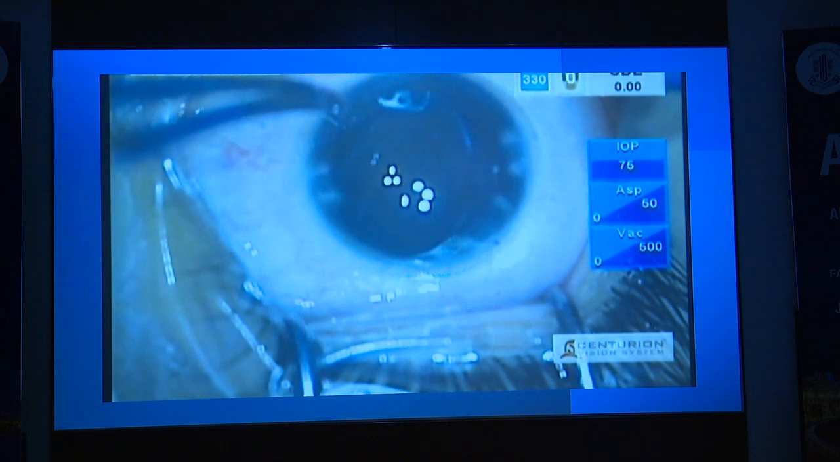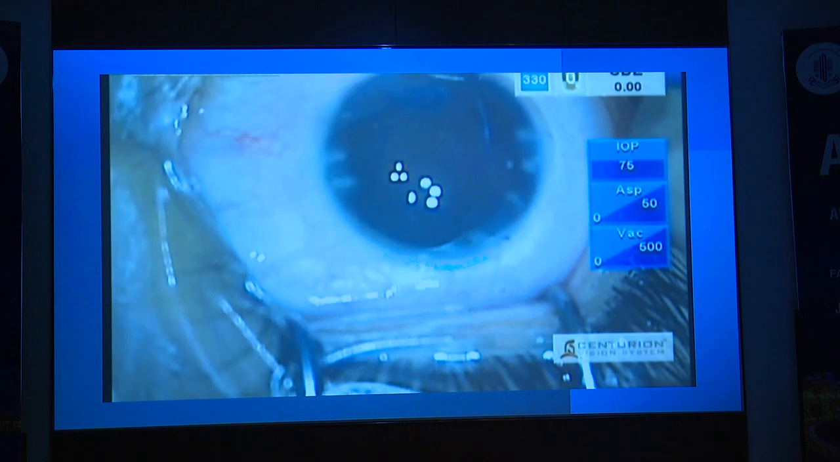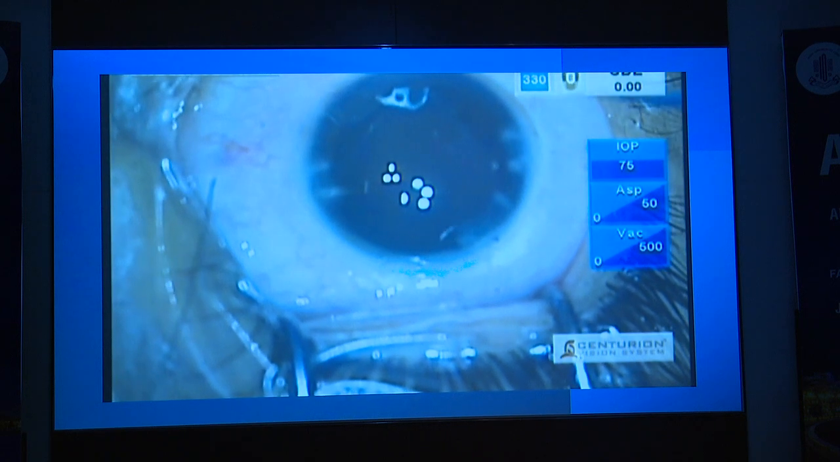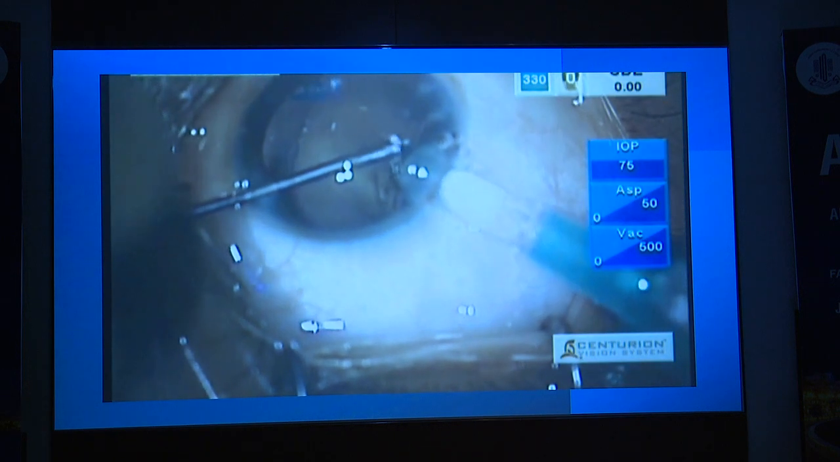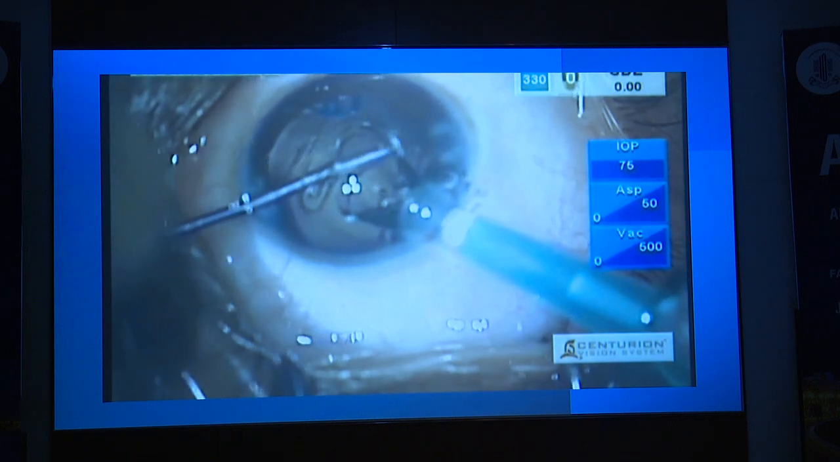So once you tie it tight, then you have a nice capsular bag. And even though this whole thing looks unstable, it's really not. This patient is following up now at 3.5 years. He's an 11-year-old boy.